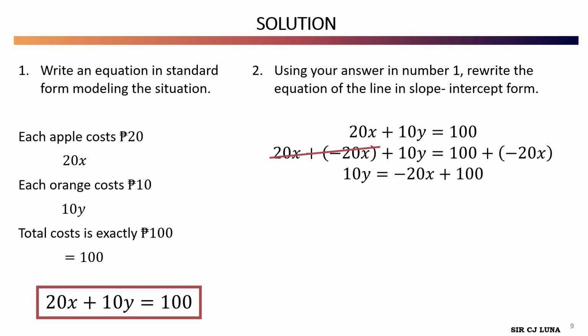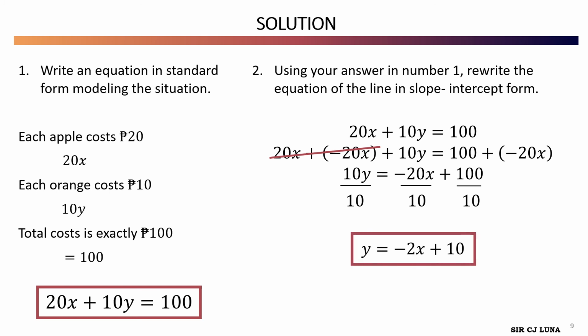Then, kailangan matira lang sa left side ay y. So, kailangan mawala yung 10. We will divide the whole equation by 10. So, cancel mo yung 10. And then simplify the equation. We have the answer y is equal to negative 2x plus 10. Kasi, ito ay na-cancel na yan. And then negative 20 divided by 10, that is negative 2. So we have now negative 2x. And then 100 divided by 10 is 10. Okay, so the answer is y is equal to negative 2x plus 10.